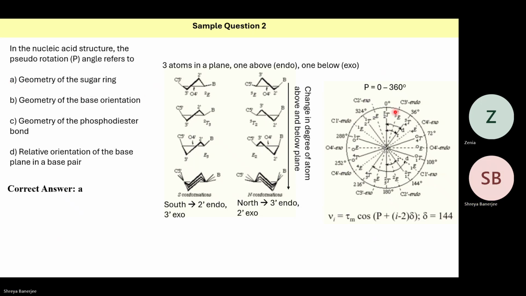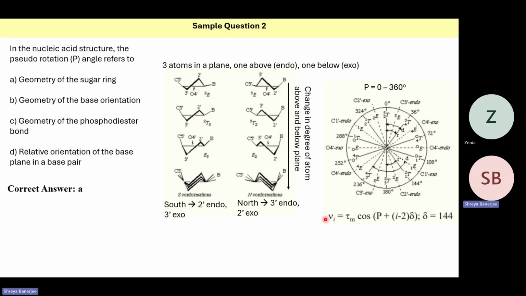The pseudo-rotation angle can vary from 0 to 360 degrees, and the different conformations occur at different pseudo-rotation angles. Most common is the C2' endo, that is around here, somewhere between 144 to 180, and the C3' endo, which occurs around here, somewhere between 0 to 36 degrees. These are the two main ones that we will look at.